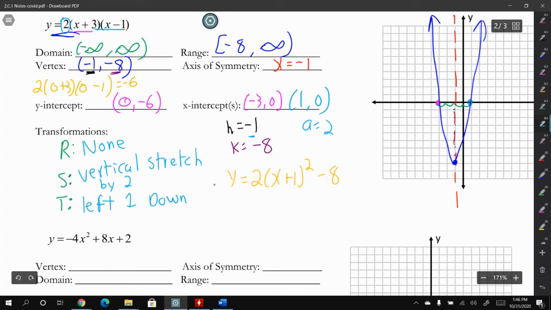and down 8. So don't think that just because you're not in standard form or in vertex form that you can't do a little bit of math to figure out what your y-intercept and what your transformation would be. So this was kind of a good problem for us to talk about because we went from intercept form, but we still found all the information we needed when it came to the y-intercept and our transformations.